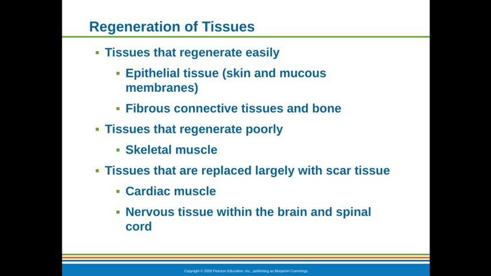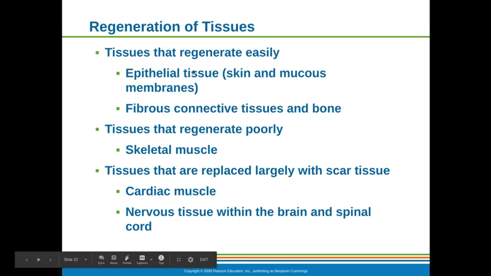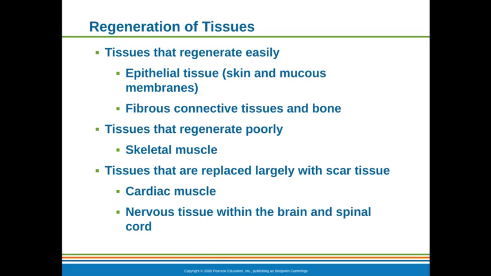Okay. So the ones that regenerate easily: epithelial tissue, fibrous connective tissue, and bone. Okay, so if you've broken a bone, you know that it will usually heal and correct itself on its own. Ones that don't, or that regenerate poorly: skeletal muscle. So if you tear a muscle it can take a very, very long time for it to heal. And ones that are replaced primarily with scar tissue: cardiac muscle and nervous tissue.